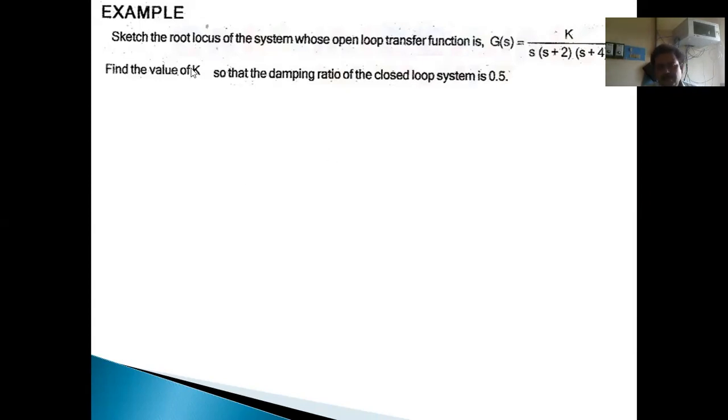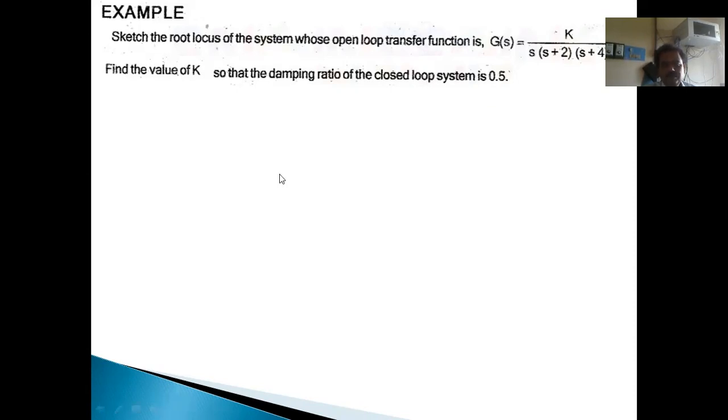At a particular value of K, you will have a zeta value of 0.5 at different locations on the root locus. So we'll have different zeta values and also K values. We have to design a system such that its damping ratio must be 0.5. That means we have to fix the K value such that its zeta value is 0.5. First step, we have to draw the root locus.